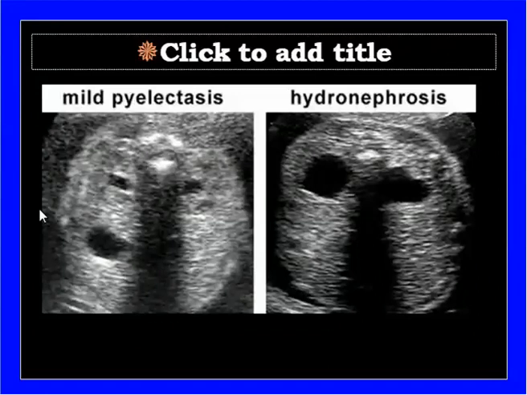Now this is a different grading, mild pyelectasis, and on the right of the screen there is hydronephrosis, where you can see the difference where there is moderately dilated renal pelvises.